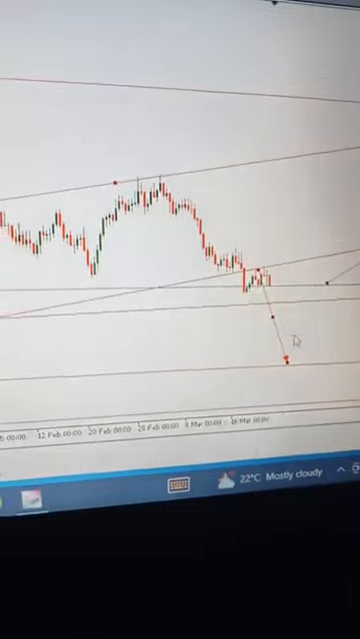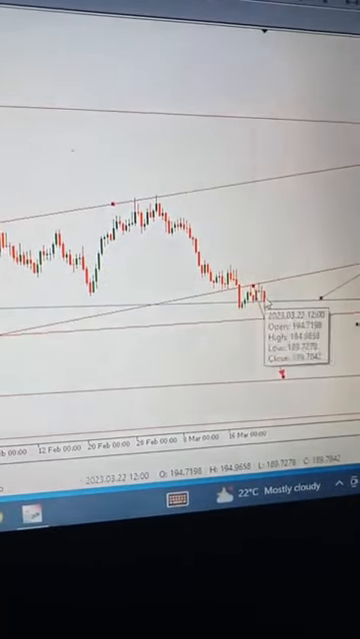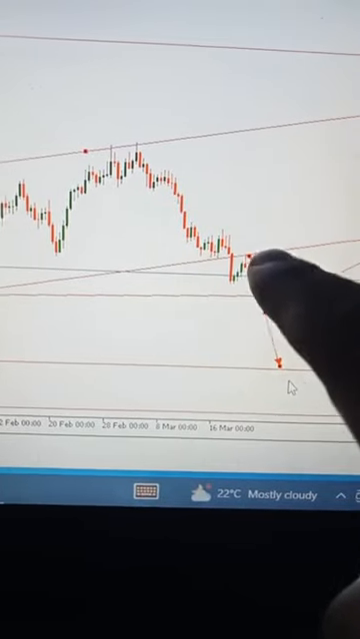So the first target is this line. The first target is here. This is the distance of the channel. From here to here is the same distance. The market will travel from here to here.